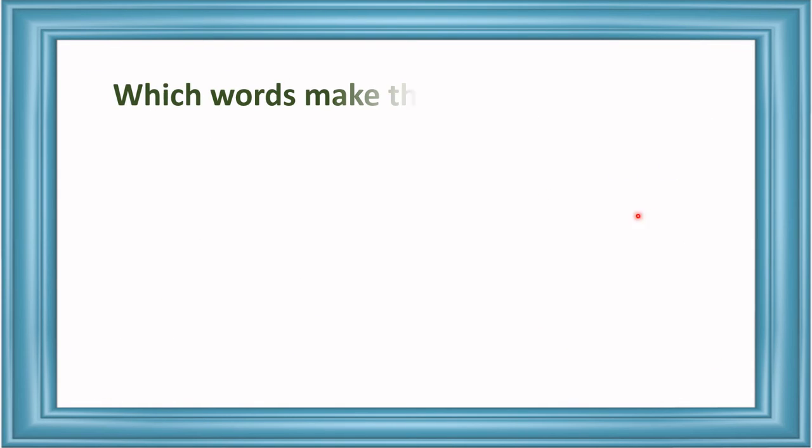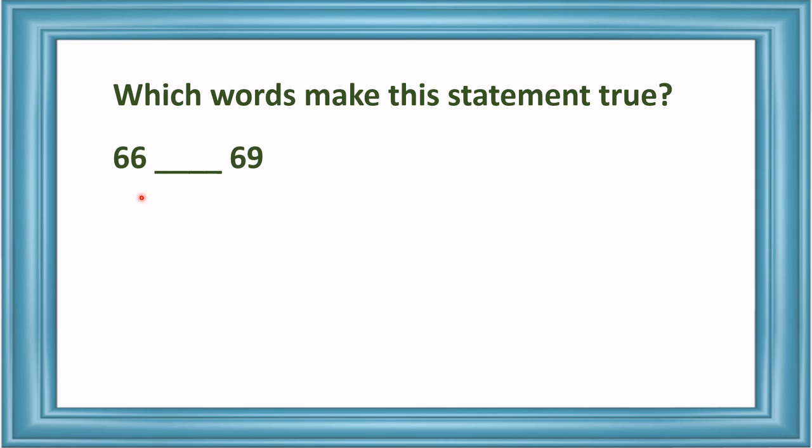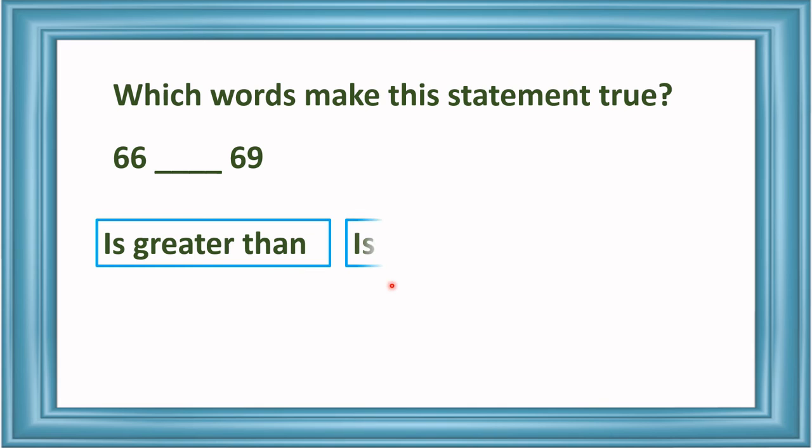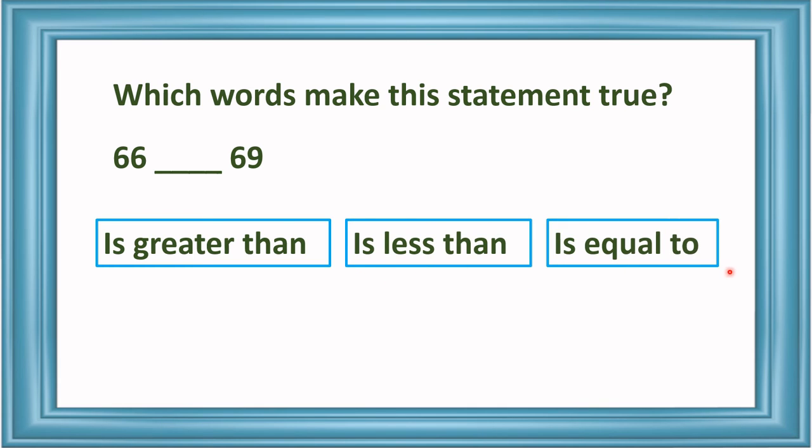Here, which words make this statement true? Some statements are given here and options are there. You have to choose the correct option. See, this is the first one. 66 and 69. Options are: is greater than, is less than, is equal to. Which one is the right one?